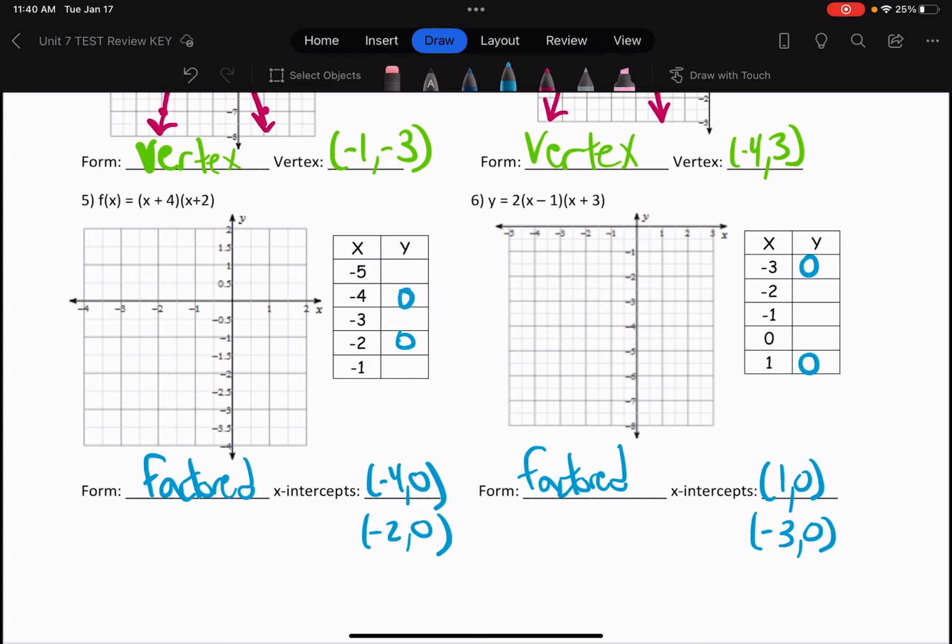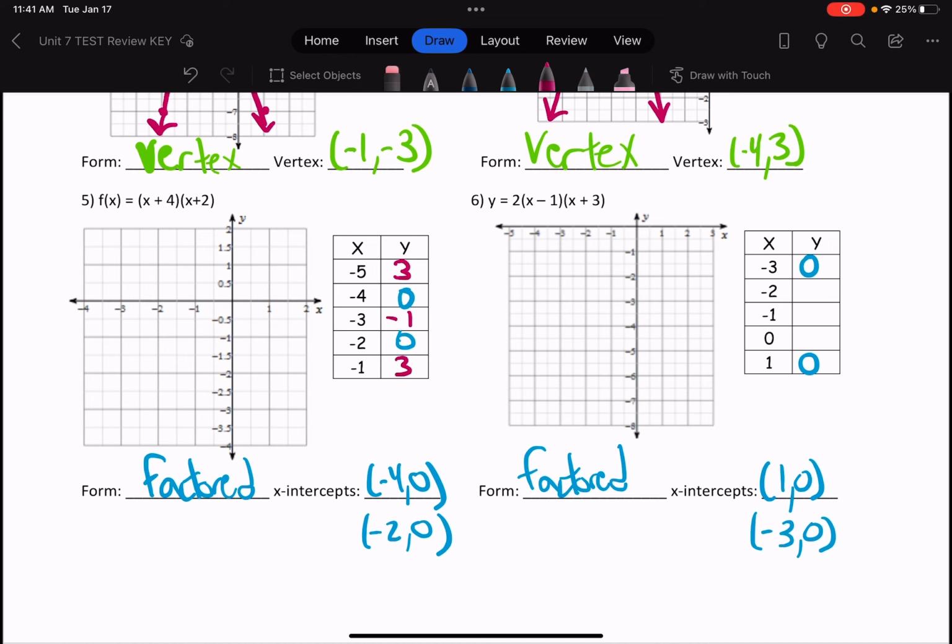So let's go back to the table function in our calculators and plug in open parentheses x plus 4, close parentheses, open parentheses x plus 2, close parentheses. We're starting there at -5. So when x is -5, y is 3. It tells me that when x is -4, y is 0. When x is -3, y is -1. When x is -2, y is 0. And when x is -1, y is 3.